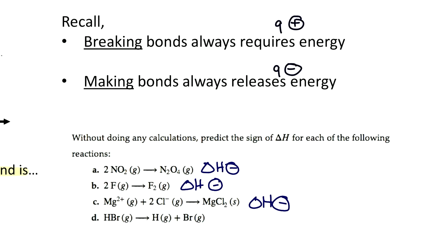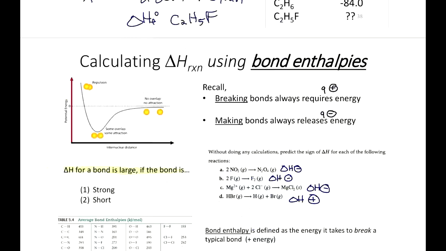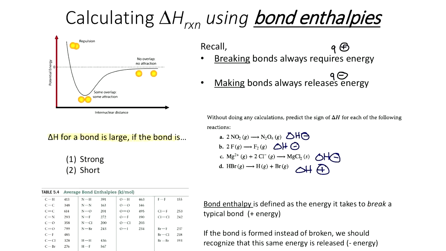And then the last one, we have HBr, and then we're forming a hydrogen atom and a bromine atom. This is breaking, so delta H is positive. Breaking bonds requires energy, making bonds releases energy, all right? So what about bond energies?